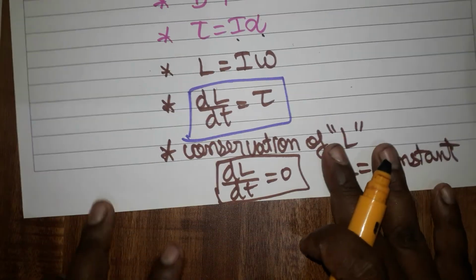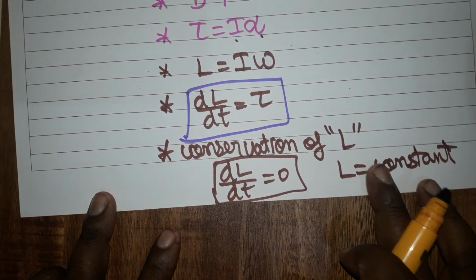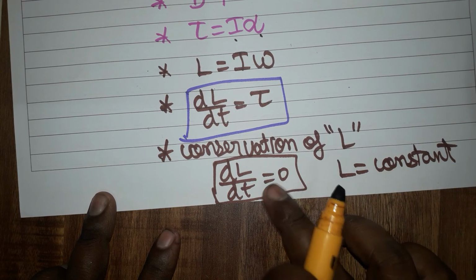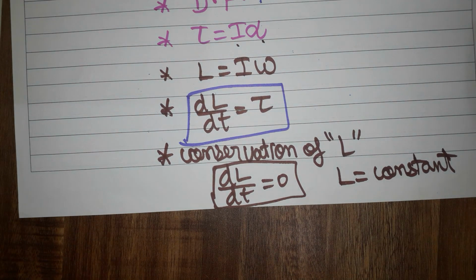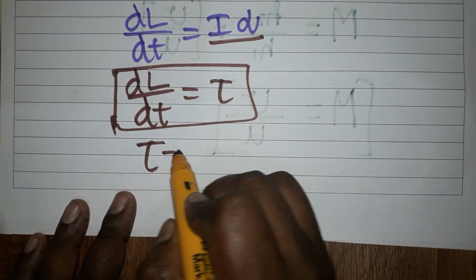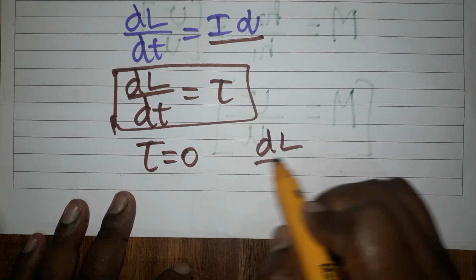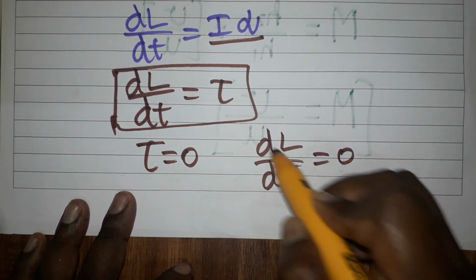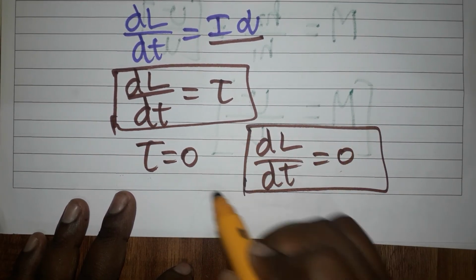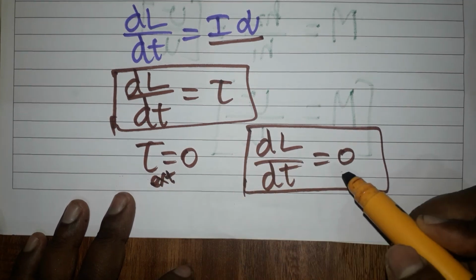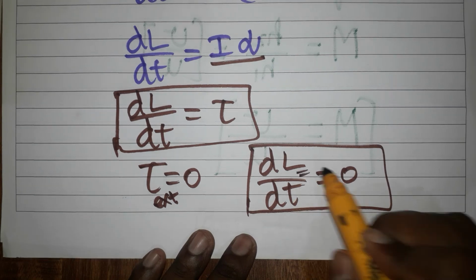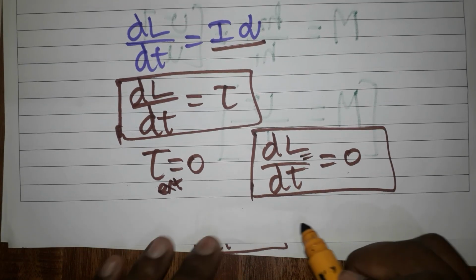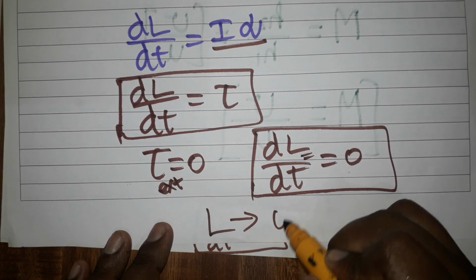The next one, conservation of angular momentum. Whenever dL by dt becomes 0, that time we can take it as conservation of angular momentum. When will dL by dt become 0? When the torque is 0, dL by dt becomes 0. When the external torque is 0, the angular momentum automatically becomes constant. Don't take L as 0. L is going to become constant, or conserved.